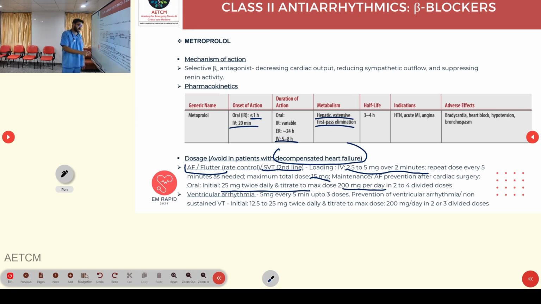For ventricular arrhythmias, we give similar dosing. We can give 5 mg every 5 minutes up to 3 doses. For prevention of ventricular arrhythmias or non-sustained VT, we can give oral dosing of 12 to 25 mg BD, similar dosing as before, up to 200 mg per day in 2 to 3 divided doses.